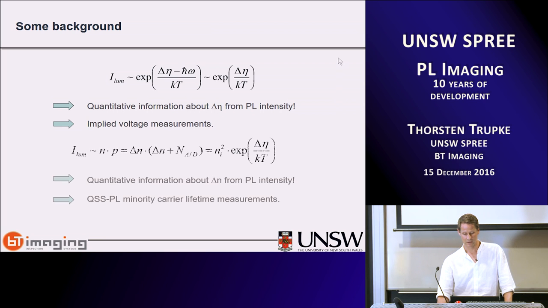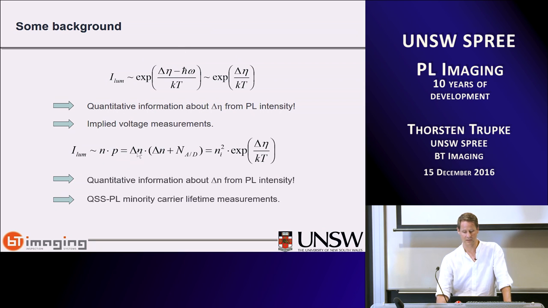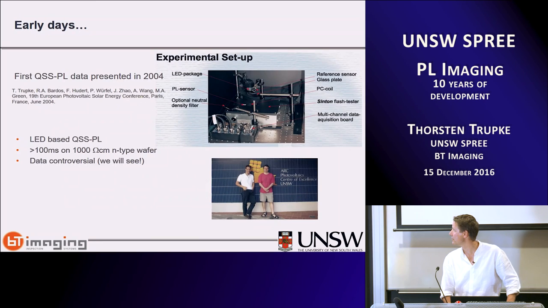That's one aspect. The other one, of course, is that the luminescence intensity is also proportional to the np product. We have an electron and a hole recombining, emitting a photon. So at first order, the emission intensity is proportional to the electron and hole concentrations, and we can write this in terms of Δn, which is the excess minority carrier density. That means luminescence intensities can be used to extract information about the excess minority carrier lifetime. And it is that relationship that we used in the first two years when Rob and I started to work on luminescence characterization here at UNSW.